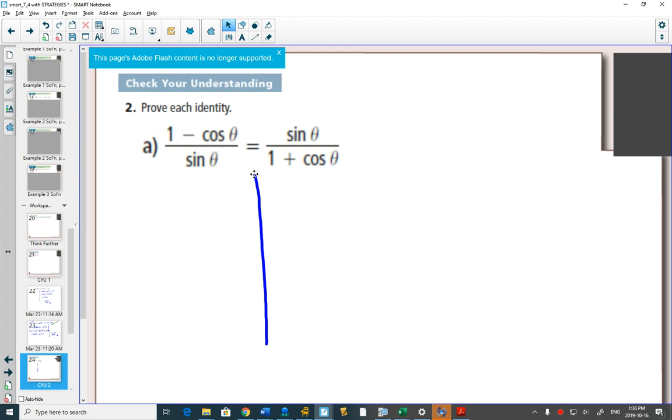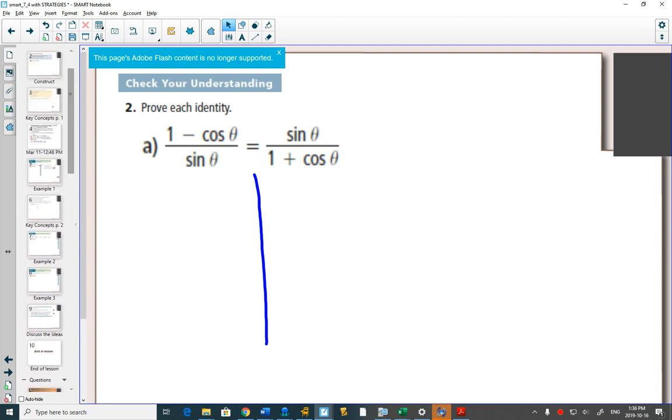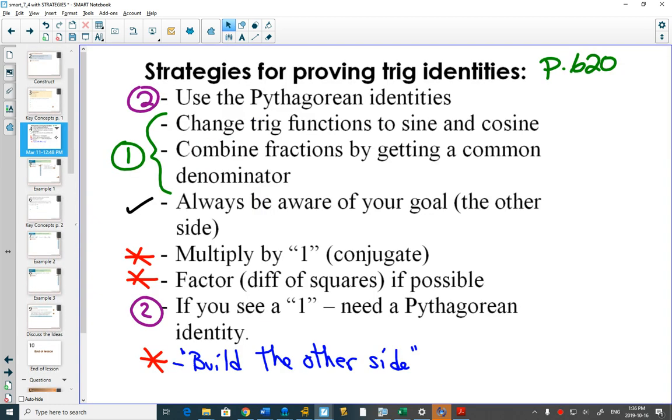So when we get to this point where we have a single fraction equals a single fraction, we've changed things to sine and cos, and we're still not done. In our list of strategies, I put a red star beside 3 strategies. These are the strategies you need to think of when you get stuck. Okay?